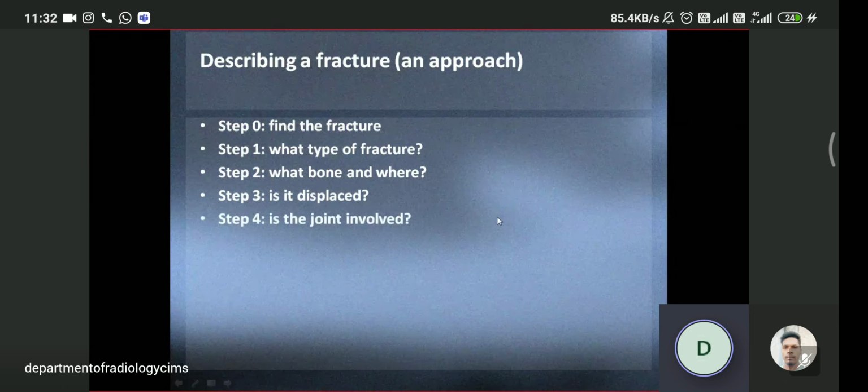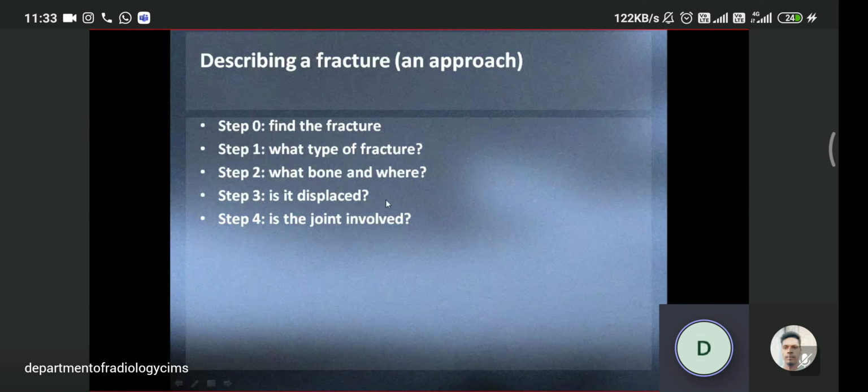So, describing a fracture: first, find the fracture, whether it is a fracture or the normal part of the bone. Second, what type of fracture. Use all these words which I taught you today: whether it is comminuted, non-comminuted, displaced, angulated, is it a chip fracture, avulsion fracture, compression fracture. Use all these words. What bone and where?